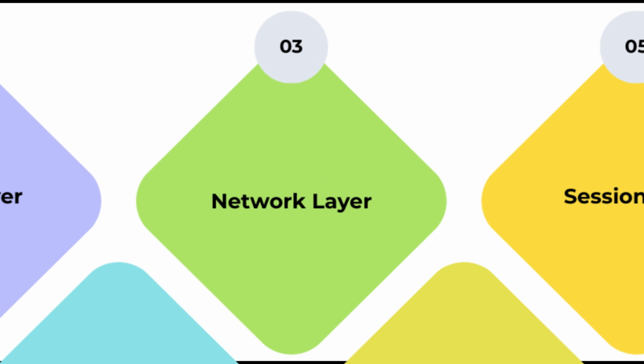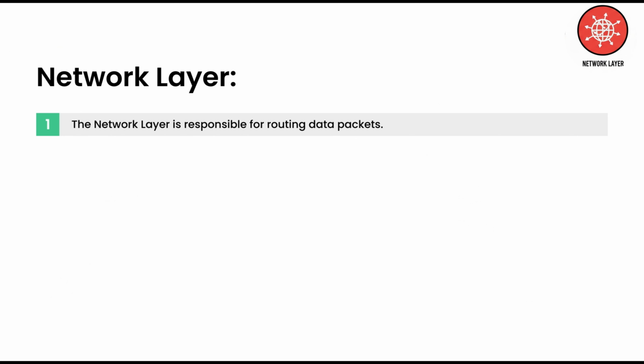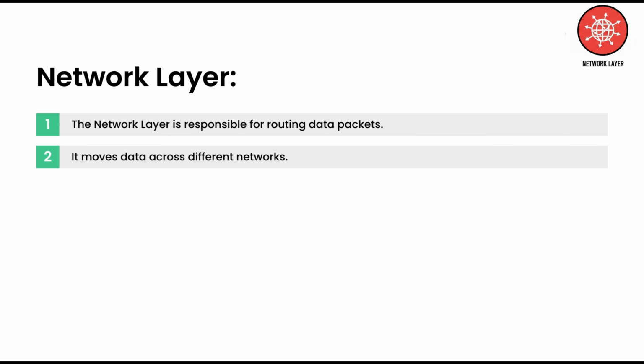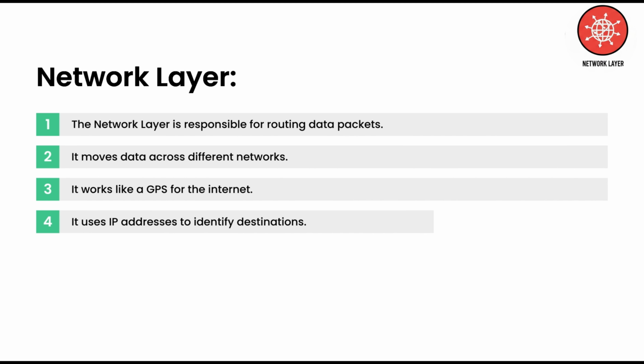Network layer. The network layer is responsible for routing data packets across different networks. Think of it like a GPS for the internet. It uses IP addresses to determine the best path for your data to take, so it can travel from your computer to a server located halfway around the world.